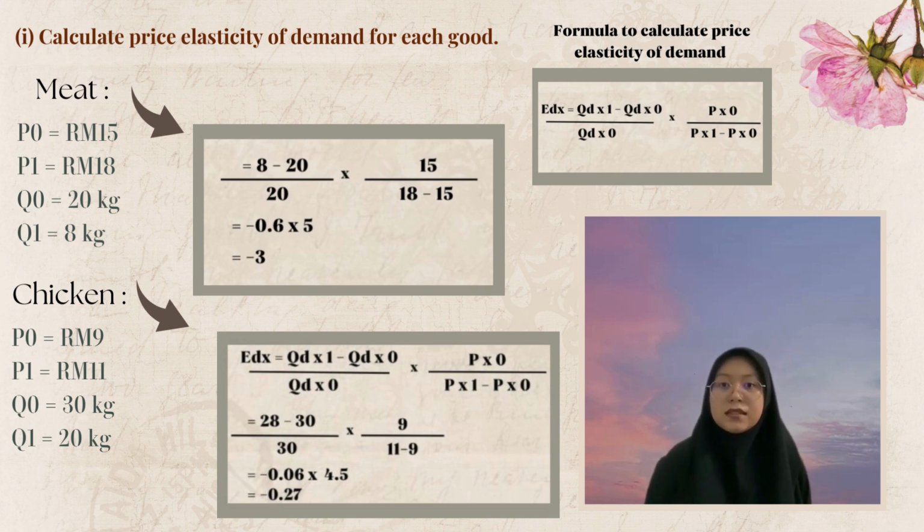Use the price elasticity of demand formula: Ed equals (Q1 minus Q0) divided by Q0, multiplied by P0 divided by (P1 minus P0). So, the way to get the price elasticity of demand for meat is (8 minus 20) divided by 20, multiplied by 15 divided by (18 minus 15). And the final answer for price elasticity of demand for meat will be minus 3.